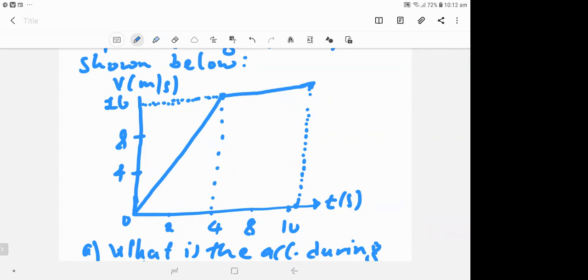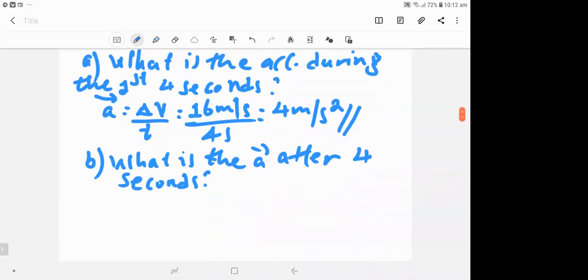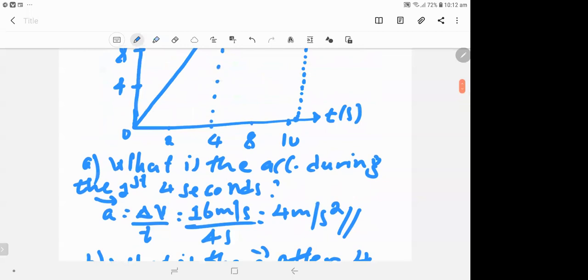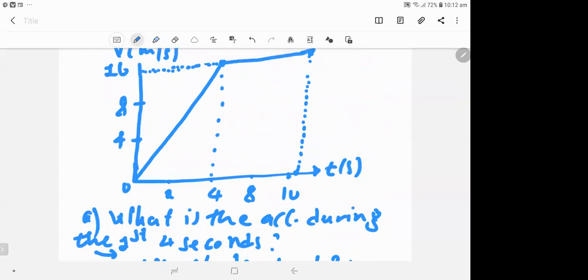Therefore, the acceleration is what? 2 meters? Huh? Are you sure? After 4 seconds, the acceleration is equal to 0. Why? Acceleration is equal to 0. Why? There is no change. Is there change of velocity between 4 up to 10? Is there change of velocity?